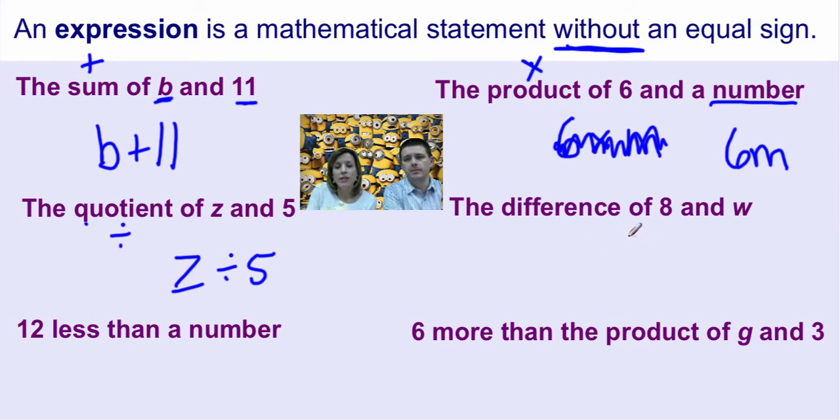The next one's pretty straightforward. The difference of 8 and w, difference meaning subtraction, they give us 8 and w. So making sure that the difference of 8 and w is translated to 8 subtract w, or 8 minus w. So the order of those pieces really does make a big difference in the problem.